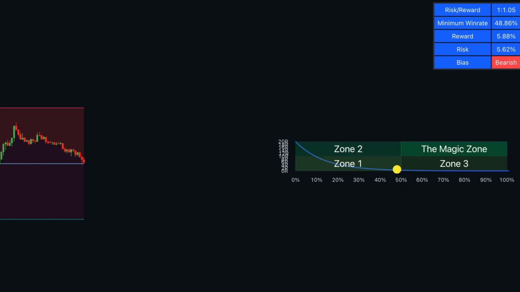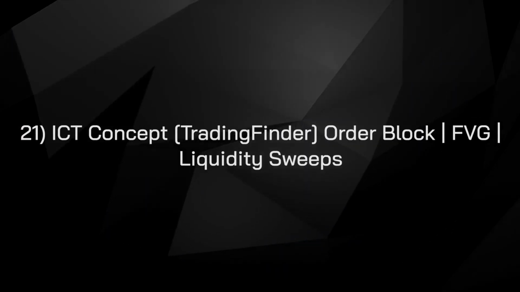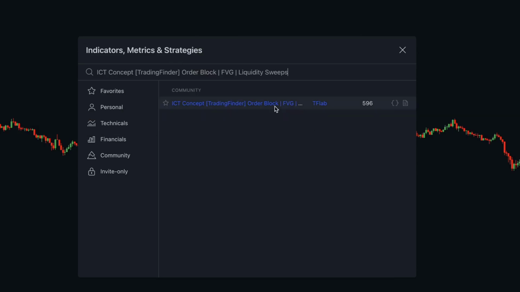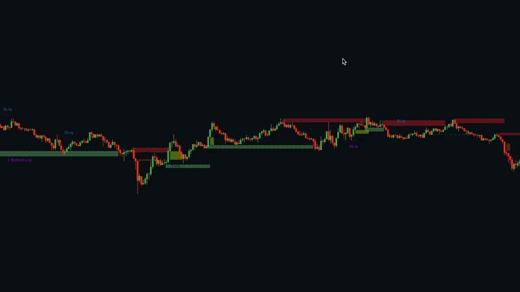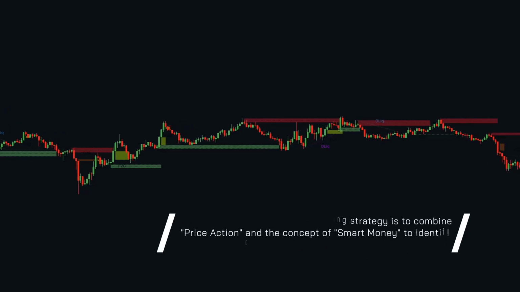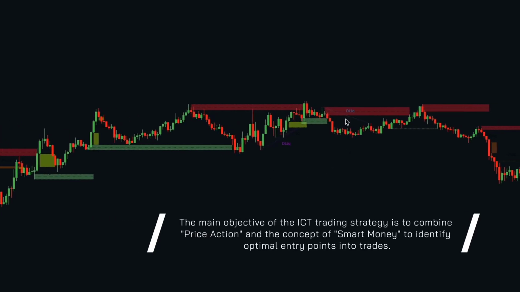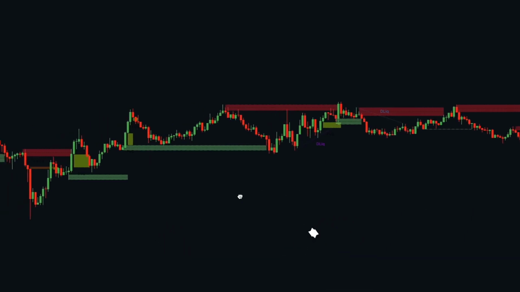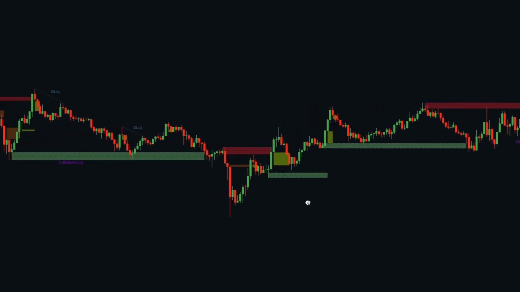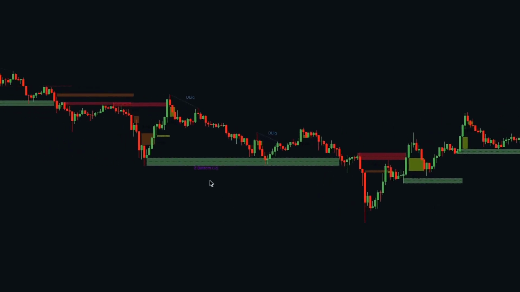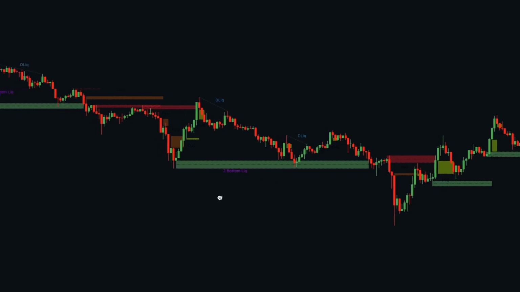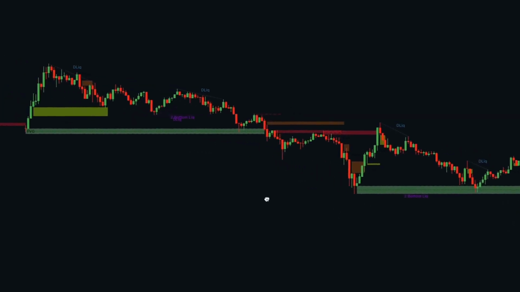Try it out. The 21st indicator you should definitely add to your collection is called the ICT concept, Trading Finder Order Block, FVG Liquidity Sweeps by TF Lab. The main objective of the ICT trading strategy is to combine price action and the concept of smart money to identify optimal entry points into trades. However, finding suitable entry points is not the only strength of this approach. With the ICT style, traders can better understand price behavior and adapt their trading approach to market structure accordingly.